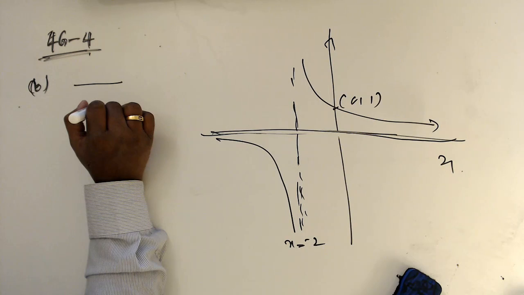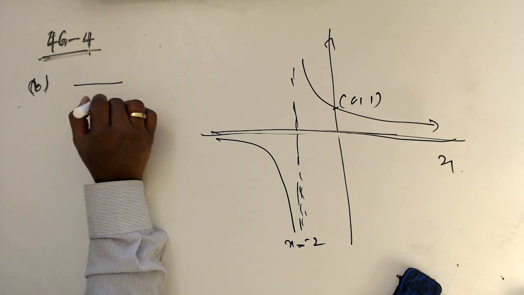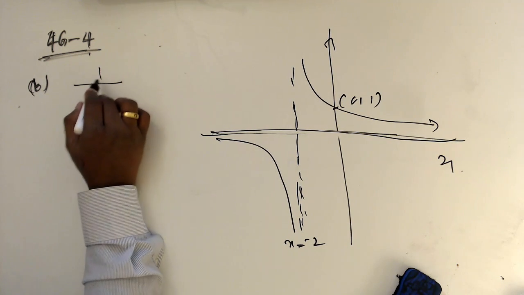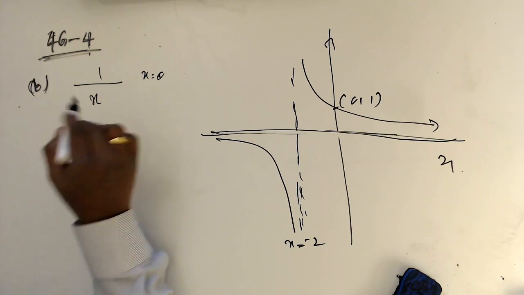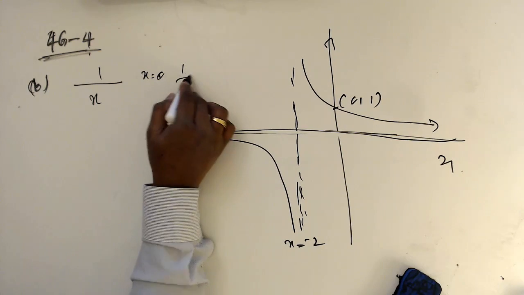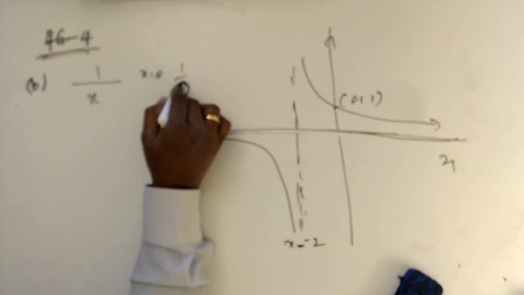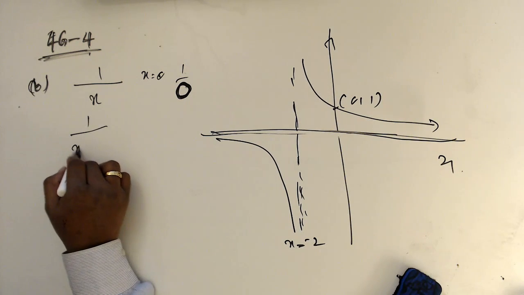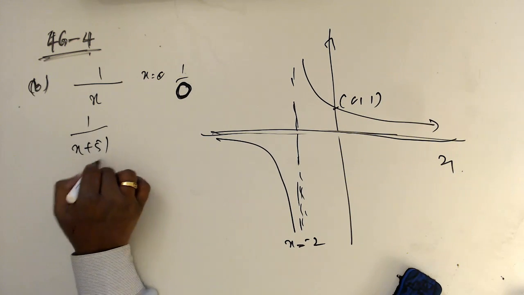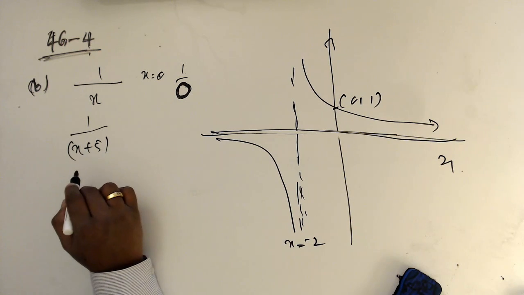If I revise you, on 1 over x, when x equals 0 is the asymptote. Why? Because it makes the denominator 0. If we have x plus 5, then what is the asymptote?